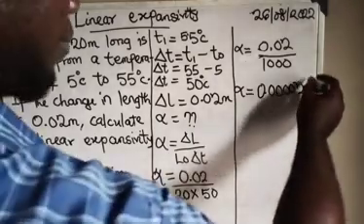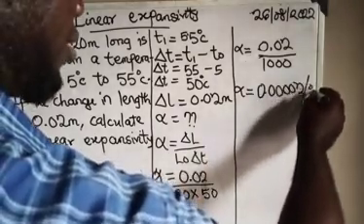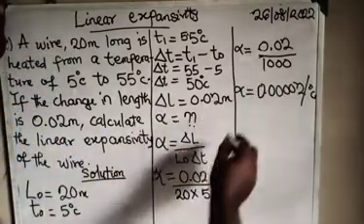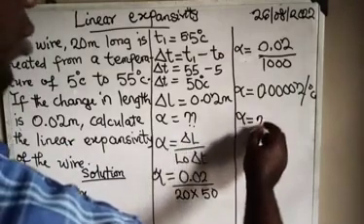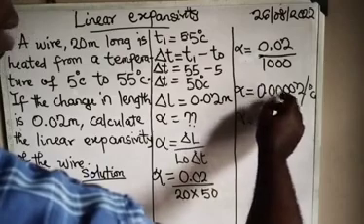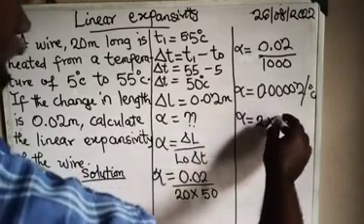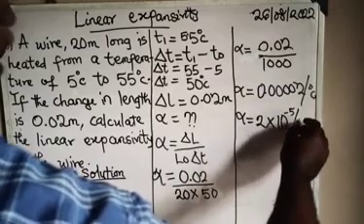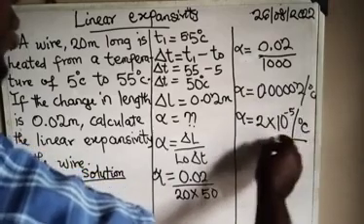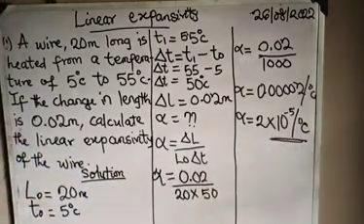And the unit for linear expansivity is per degree Celsius. Yeah. And now let's change this to standard form. That will give us 2 times 10 to the power of negative 5 per degree Celsius. That's the value of the linear expansivity of the wire.